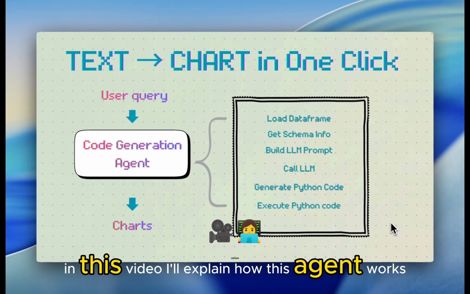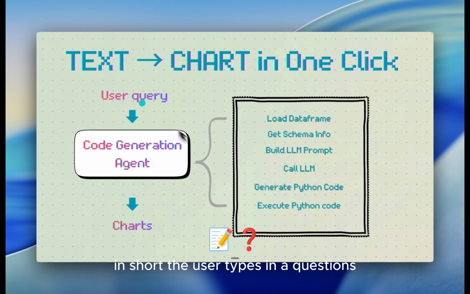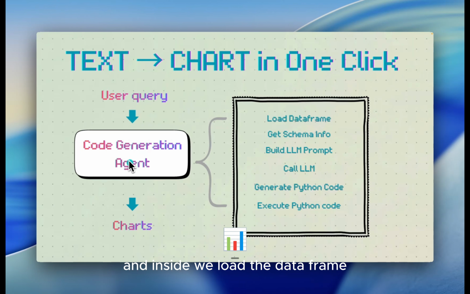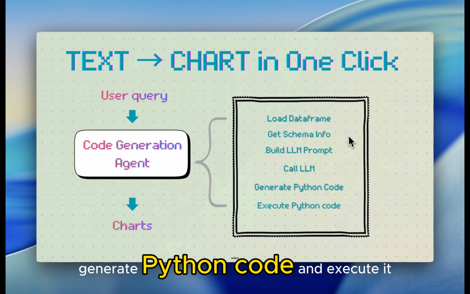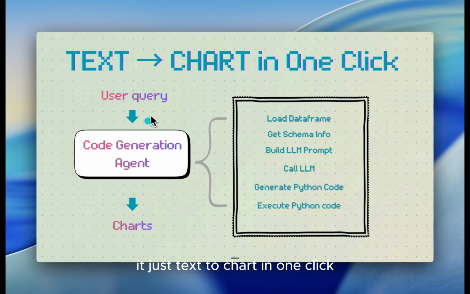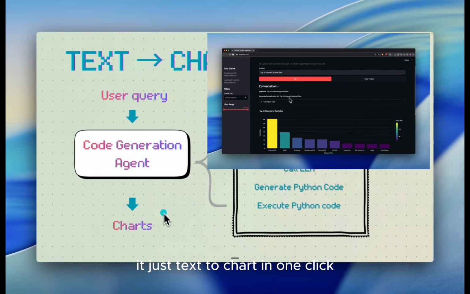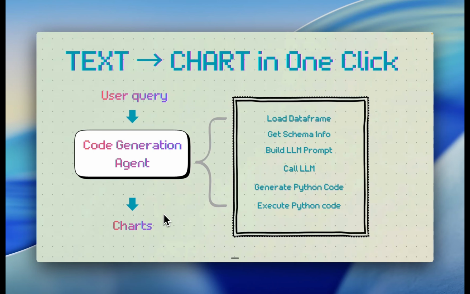In this video, I'll explain how this agent works. In short, the user types in a question, it goes into this code generation agent, and inside we load the data frame, build prompt with schema, call the LLM, generate Python code, and execute it. From the user point of view, it's just text to chart in one click.